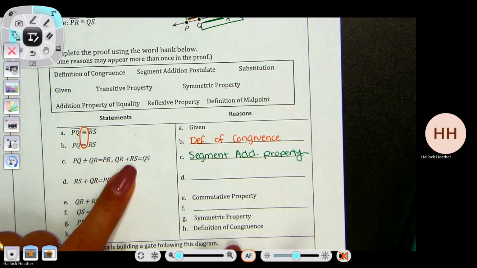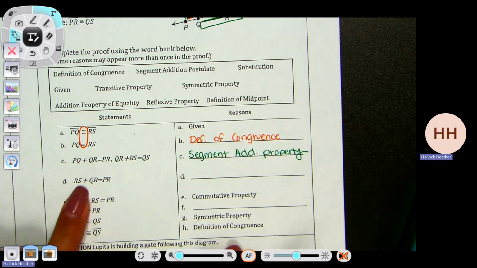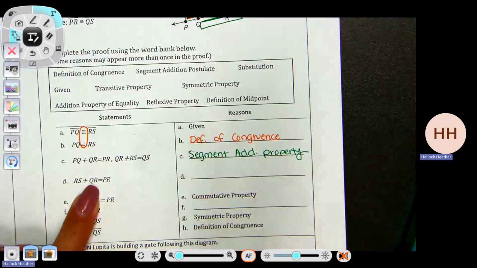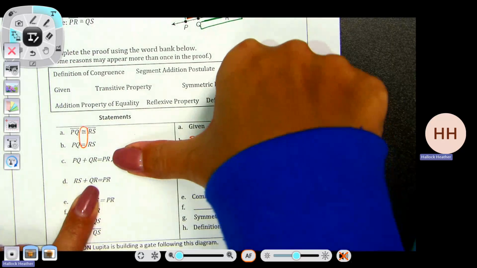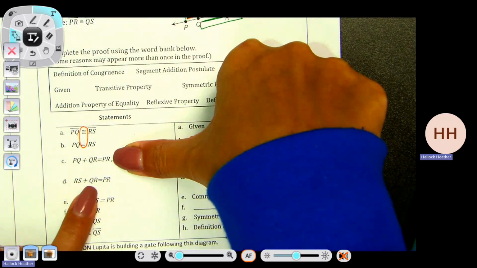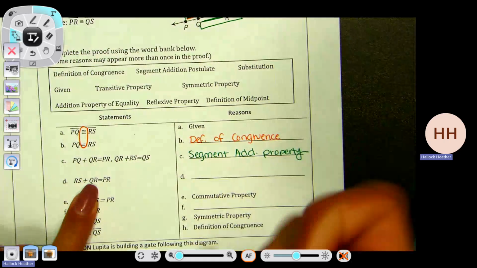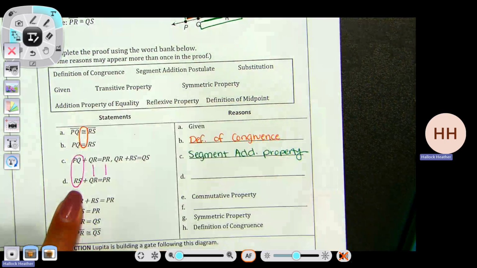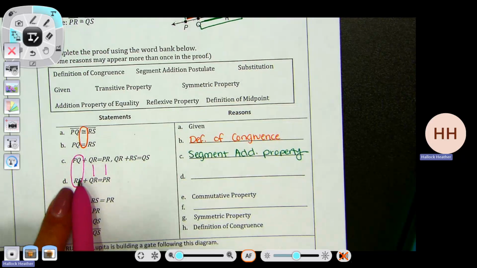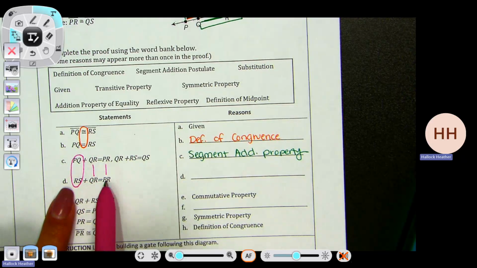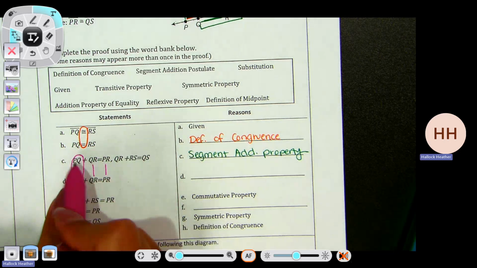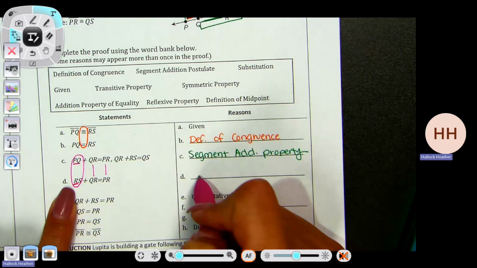Then it says RS plus QR equals PR. If you tie the last step to this step, the only thing that's really changing, they don't even use this back half. This is identical to this. This is the same, this is the same, this is changing. Whenever I'm changing that piece only in the problem, it's because I know PQ is equal to RS, so I can change PQ to RS using substitution property.